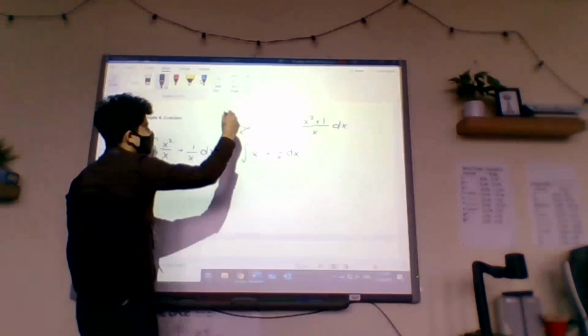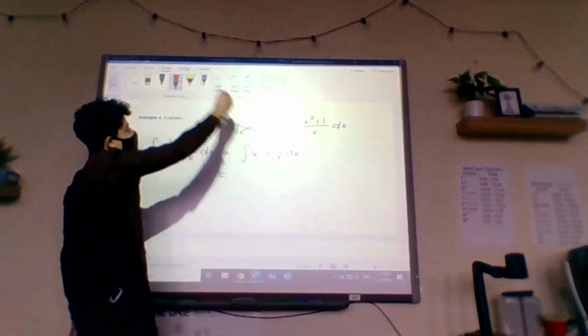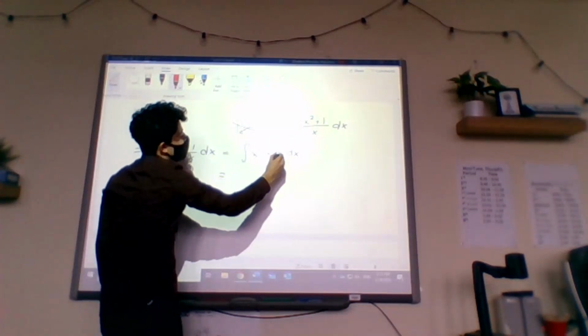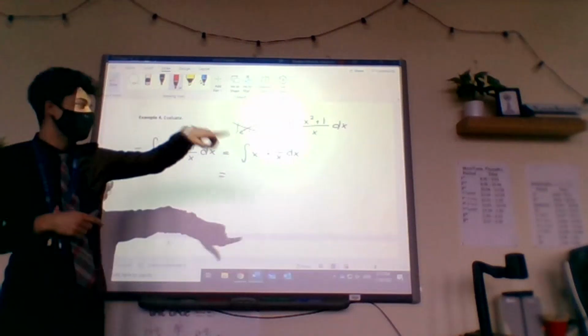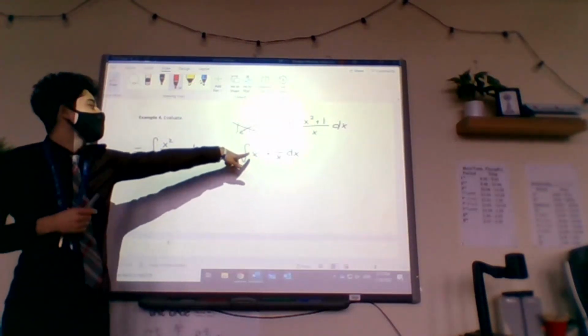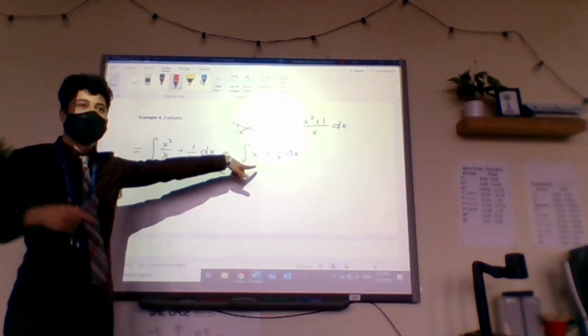Okay, this one, should I say this now or later? Yeah, I guess I'll say this now. For this guy right here, the temptation is to write that as x to the negative first, and then do the normal power rule. But that's not what you want to do. Yeah, because it's a natural log.